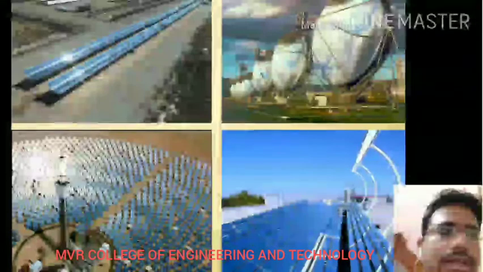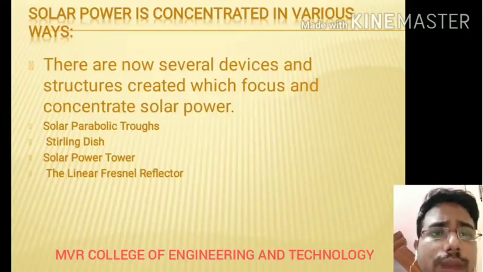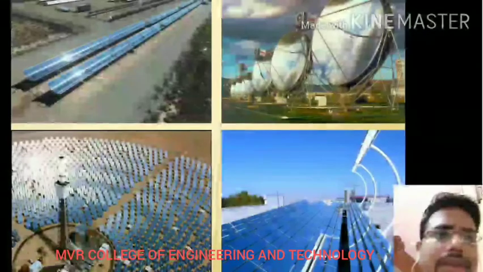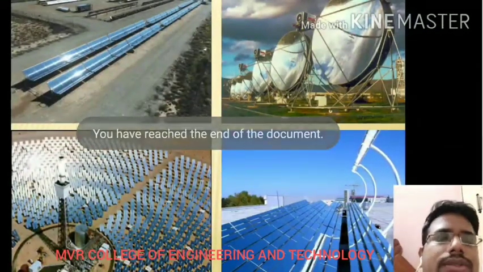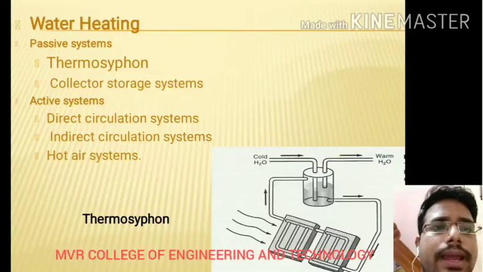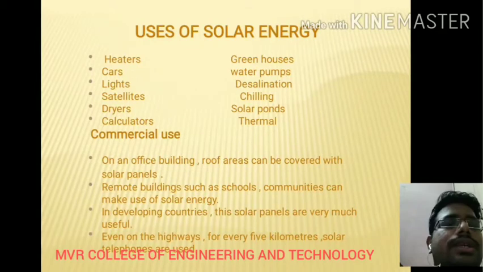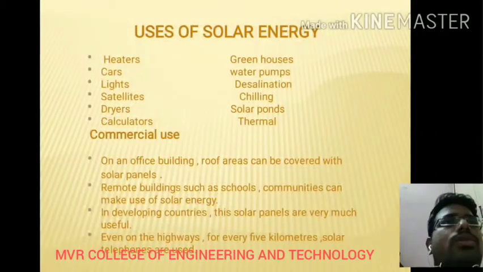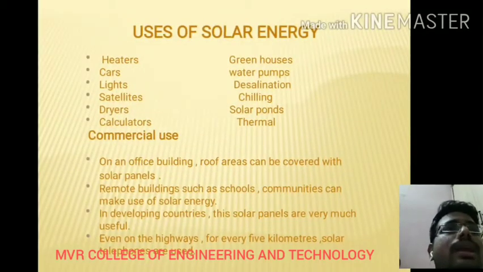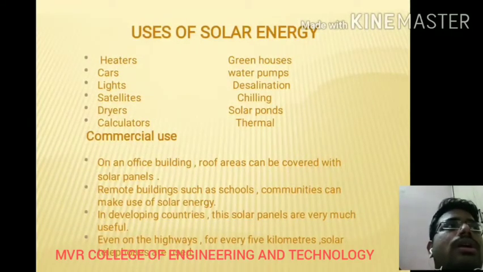So here you can see different pictures of solar parabolic troughs, Stirling dish, solar power tower, linear Fresnel reflector. Like this we have different pictures. Okay, so these are about concentrated power and liquid flat plate collectors. By using solar thermal energy, you can generate your electrical energy by using two sources. One is mainly liquid flat plate collectors, another one is concentric collectors.